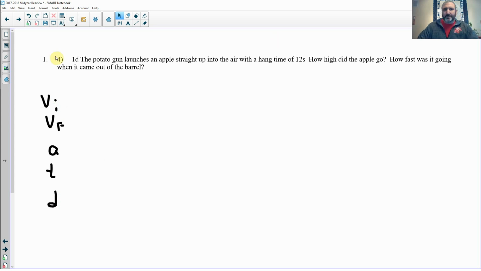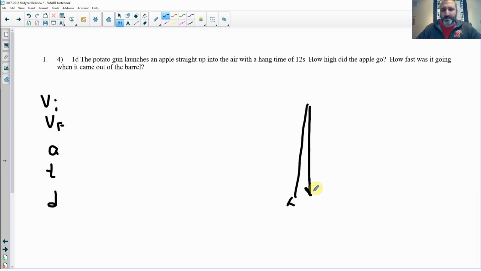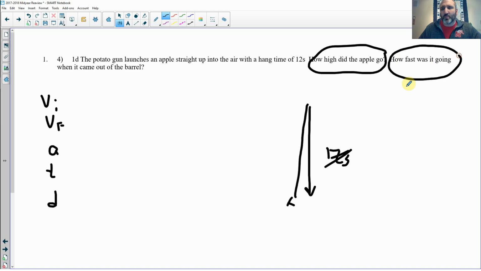This is a little trickier because there's some things that we simply don't know. We know the whole hang time is 12 seconds, so the time to go up and then the time to come down is 12 seconds. But that doesn't really tell us anything, because 12 seconds from start to finish means we have a displacement of 0. So we're going to divide this in half. We're going to look at only half the trip, because that will tell us how high the apple went or fell and how fast it was going when it went up and came down.